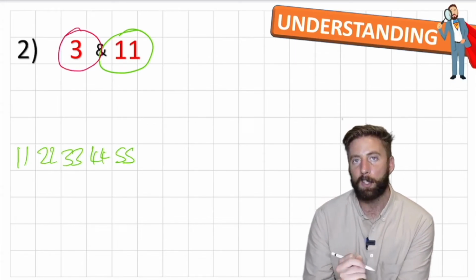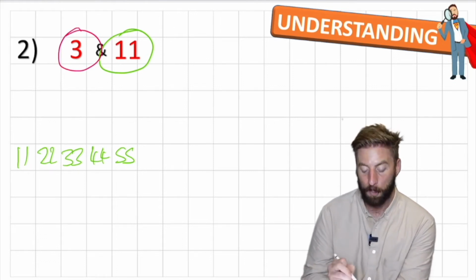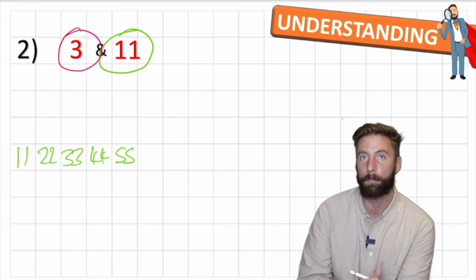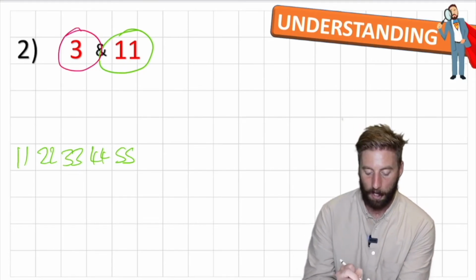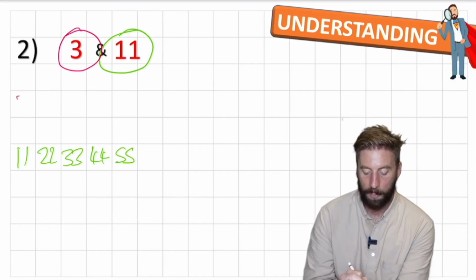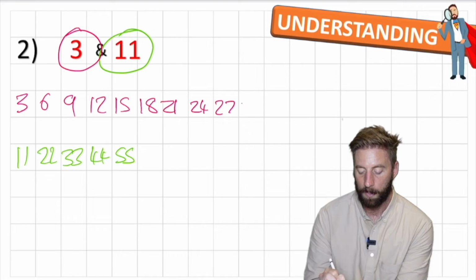The reason I think this is a good idea to do it this way around is because now I know when to stop in my 3 times table, because hopefully I will bump into one of my multiples in the 11 table before I have to do too many. So let's go. I'm going to have 3, 6, 9, 12, 15, 18, 21, 24, 27, 30, 33.